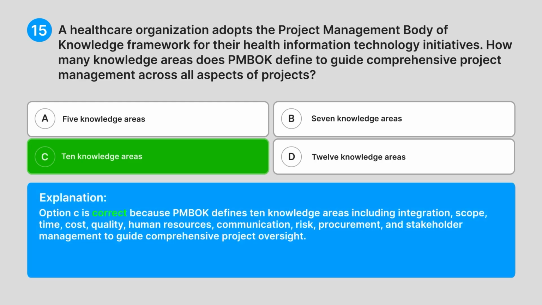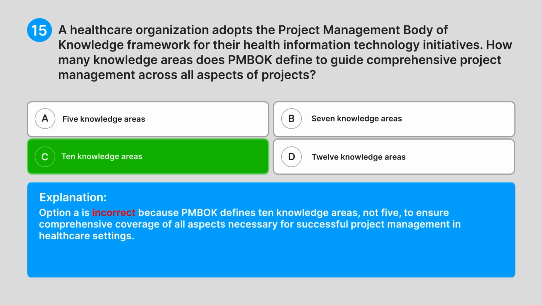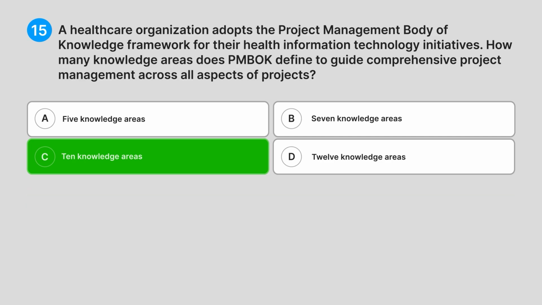Explanation. Option C is correct because PMBOK defines 10 knowledge areas including integration, scope, time, cost, quality, human resources, communication, risk, procurement, and stakeholder management to guide comprehensive project oversight. Option A is incorrect because PMBOK defines 10 knowledge areas, not 5, to ensure comprehensive coverage of all aspects necessary for successful project management in healthcare settings.